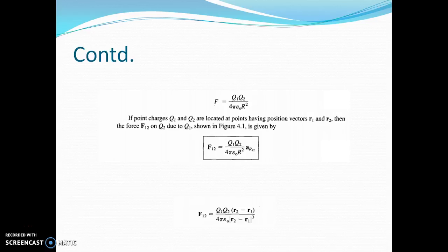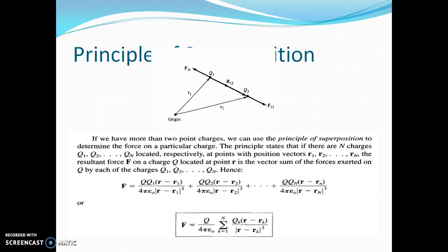If point charges Q1 and Q2 are located at points having position vectors R1 and R2, then the force F12 on Q2 due to Q1 is given by F12 is equal to Q1 Q2 by 4 pi epsilon naught R squared aR12. F12 is equal to Q1 Q2 (R2 vector minus R1 vector) divided by 4 pi epsilon naught magnitude of R2 vector minus R1 vector cubed.